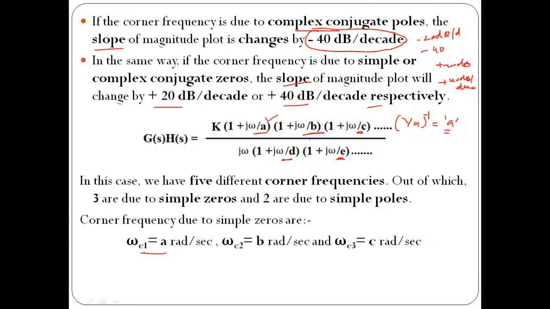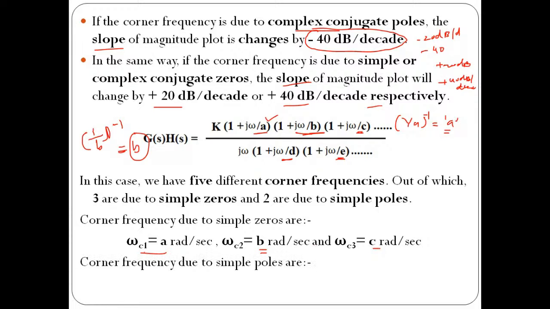In the same way, if you focus on this, the coefficient of j omega is 1 by b. So if you take the inverse of 1 by b, it will be b. So see, one corner frequency is available at b radian per second. In the same way, another one is available at c radian per second. So a, b, c are the corner frequencies because of open loop zeros.